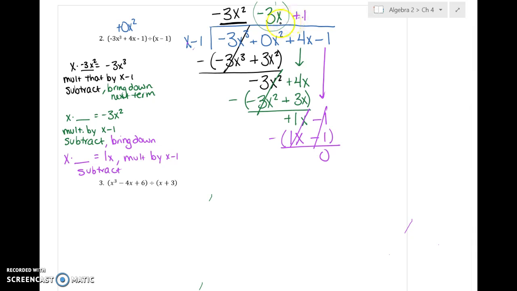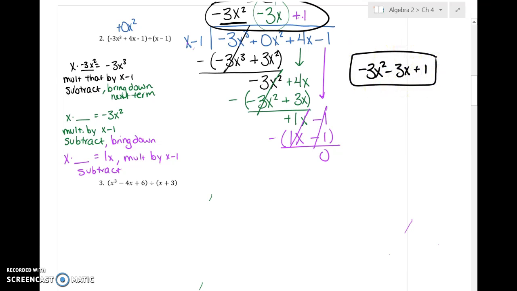So on this particular example, our answer is negative 3x squared minus 3x plus 1. This means that if we were to do x minus 1 times negative 3x squared minus 3x plus 1, we would get the answer of the stuff that's under the division thingy, of what we started with. Negative 3x squared plus 4x minus 1.